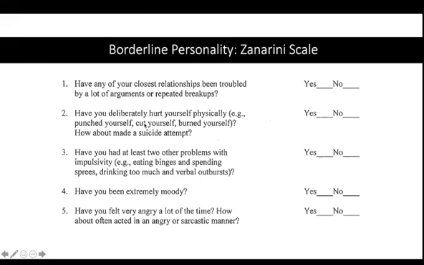Same with a suicide attempt, right? Now they're in their 50s and they haven't done it for like 40 years. It's still a yes. But it's in the DSM. Have you had at least 2 other problems with impulsivity: eating binges, spending sprees, drinking too much? Bulimia is very comorbid with borderline personality disorder. So if you're worried about borderline personality disorder, you're looking at bulimia as well.